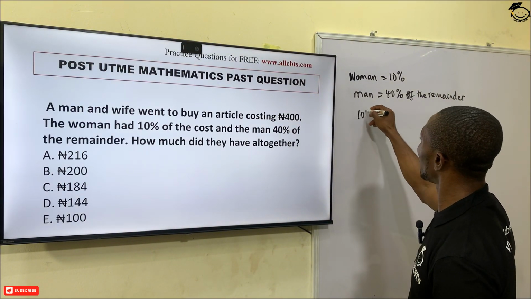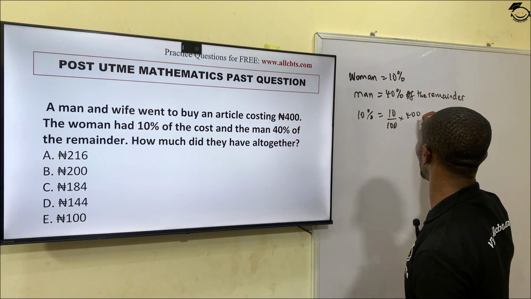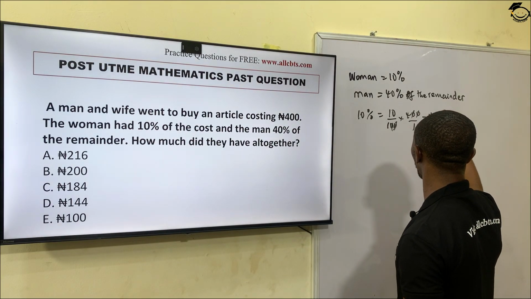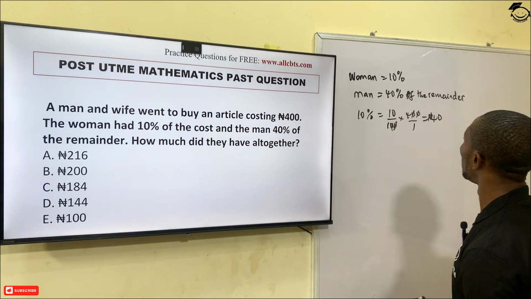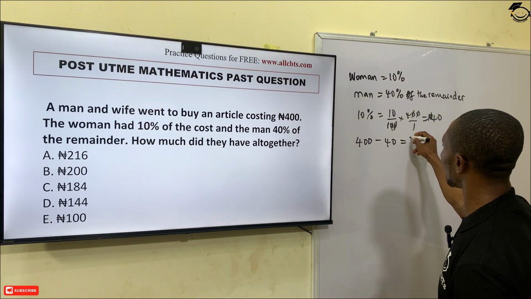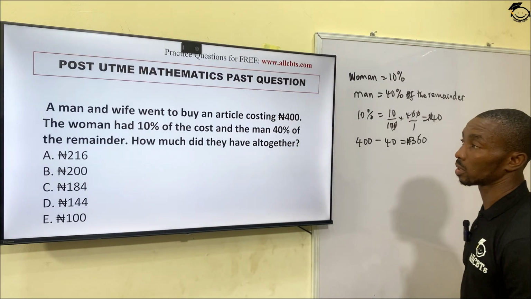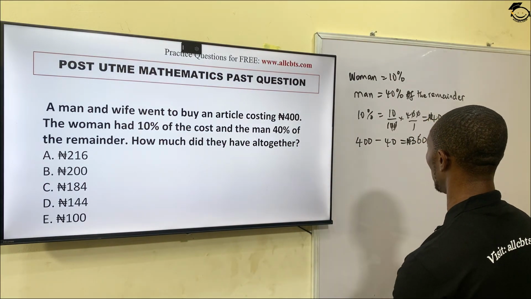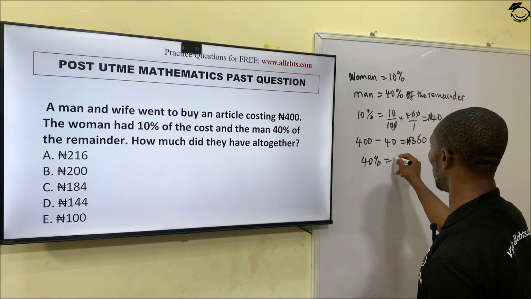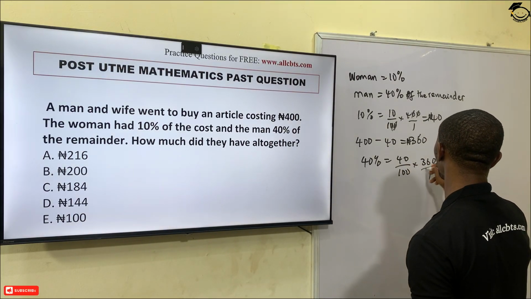Okay, so 10% of 400 would be 10 over 100 times 400 over 1, which gives us 40 naira. So the woman had 40 naira. Now, for the remainder, we have a total of 400 minus 40, which gives us 360. So the remainder will be 360. And our question says the man has 40% of the remainder. So 40% would be 40 over 100 times 360 over 1.